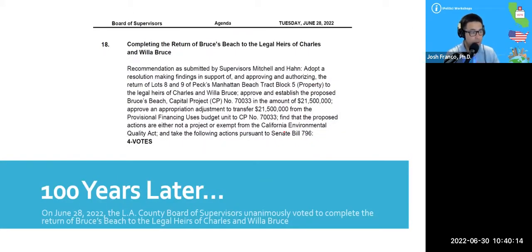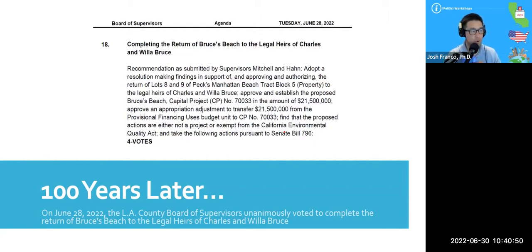Now, 100 years later, or just a little over, just yesterday, the County Board of Supervisors unanimously voted to complete the return of Bruce's Beach to the legal heirs of Charles and Willa Bruce. So I'll go ahead and read here the agenda item, which is number 18, completing the return of Bruce's Beach to legal heirs of Charles and Willa Bruce. So recommendation as submitted by Supervisors Mitchell and Hahn, adopt a resolution making findings in support of and approving and authorizing the return of lots 8 and 9 of Peck's Manhattan Beach Tract Block 5 property to the legal heirs of Charles and Willa Bruce.